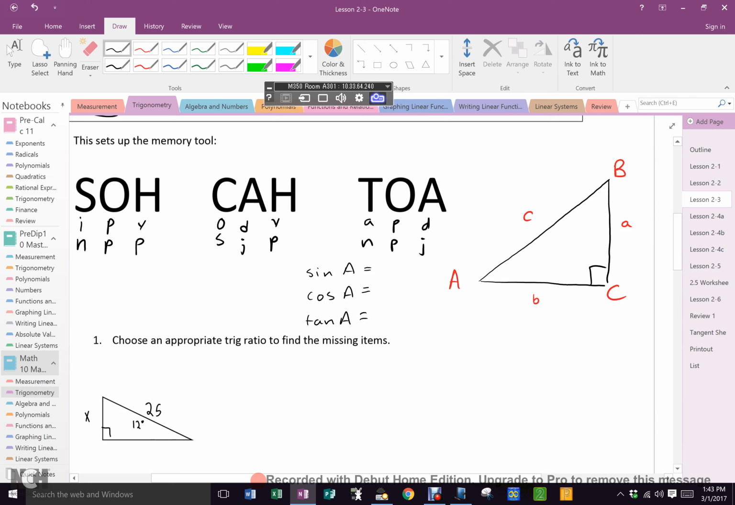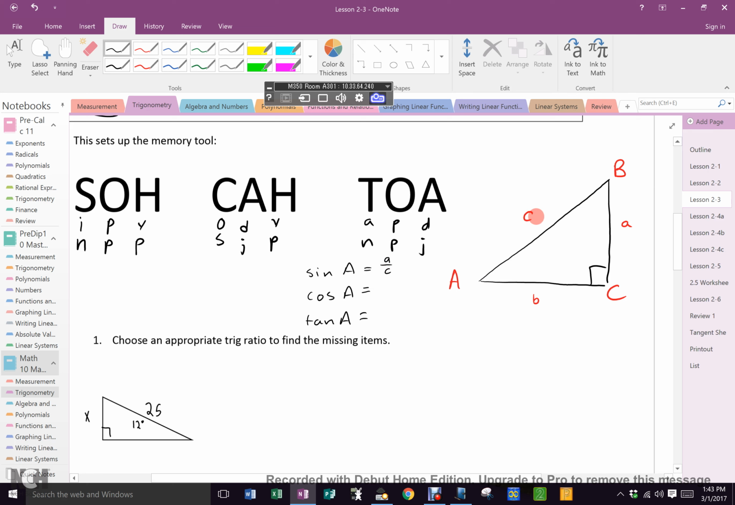Would anyone like to volunteer the sine of A? It is what, Emily? Pardon me? You were right, because I heard you whisper it. I just want to make sure. Yes, it is little a over little c. Why? Because opposite over the hypotenuse.